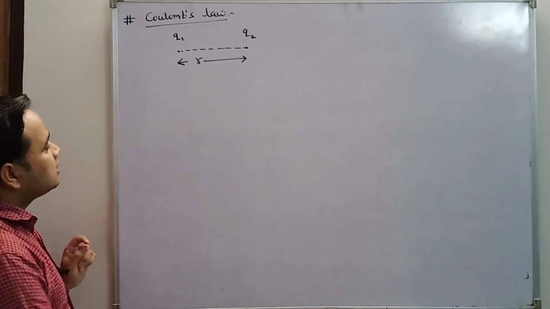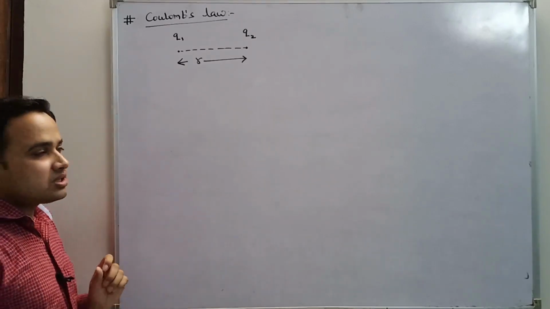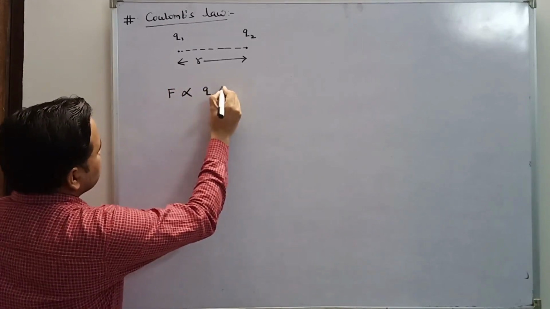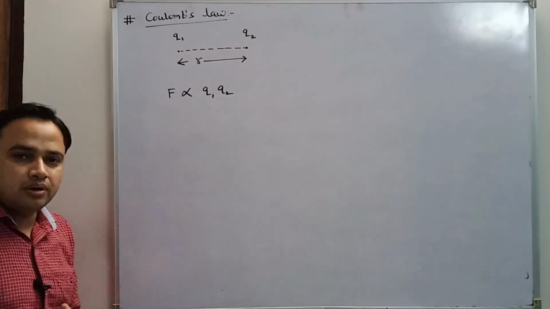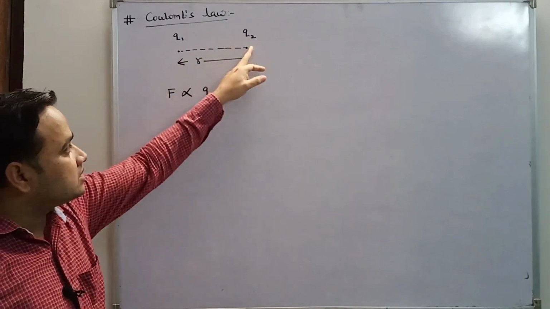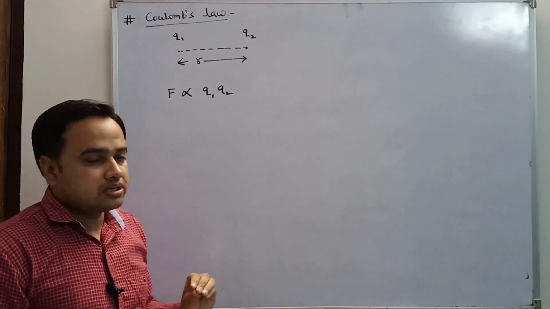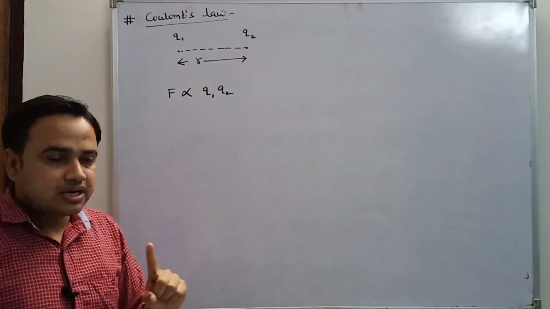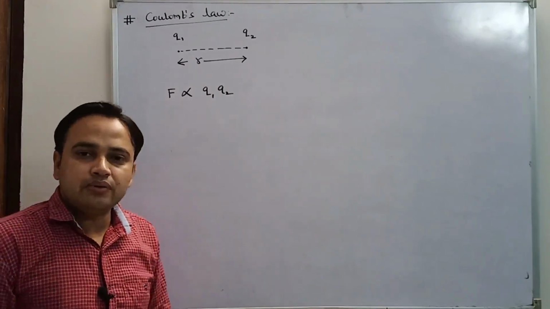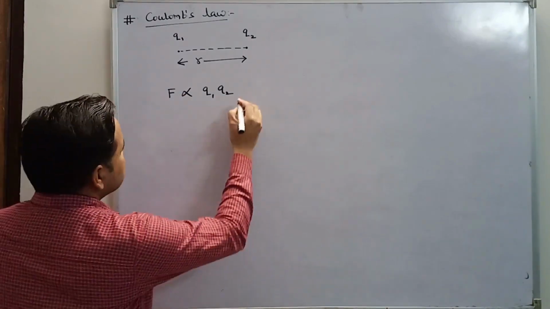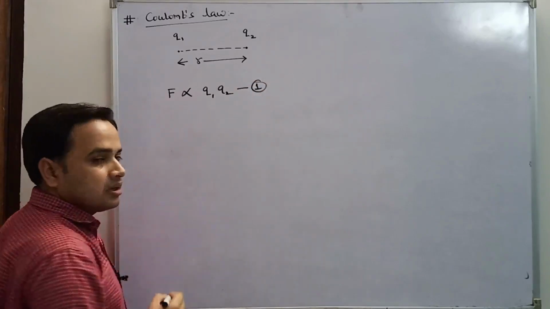So the force between these two charges is directly proportional to Q1 Q2. According to Coulomb, the force between two charges is directly proportional to the magnitude of these two charges. Q1 is the magnitude of the first charge and Q2 is the magnitude of the second charge. It means the product of the magnitudes of these two charges. So this is equation number 1.